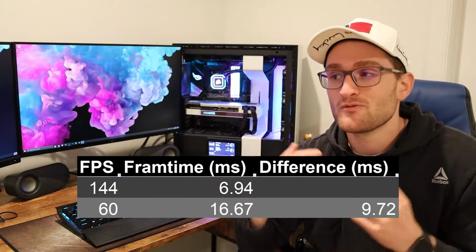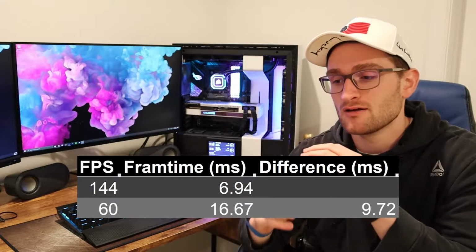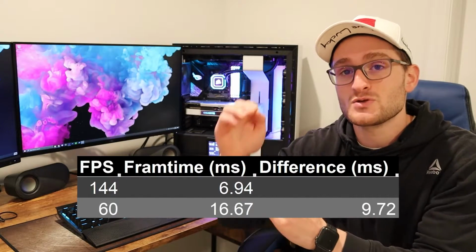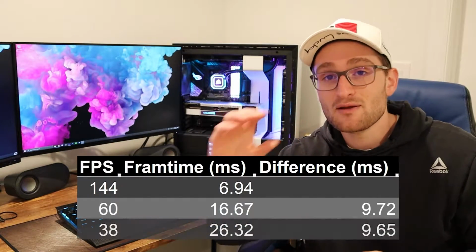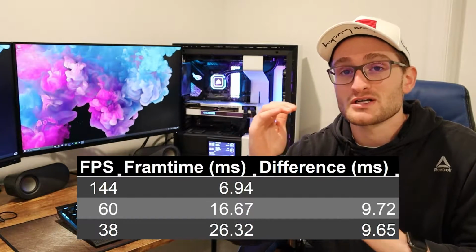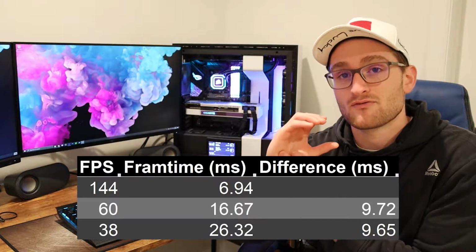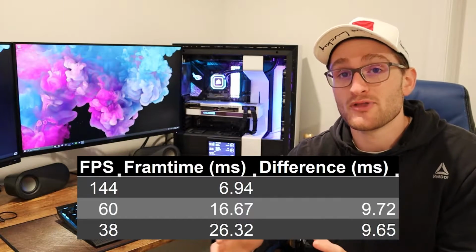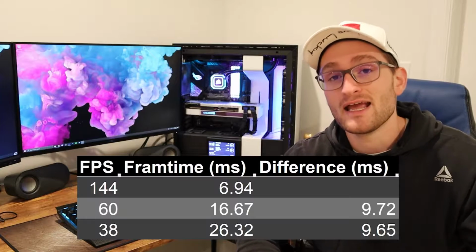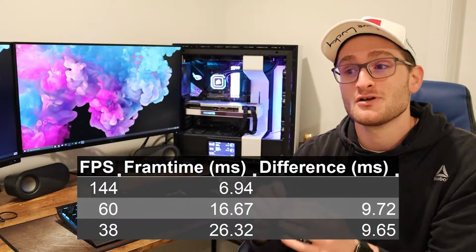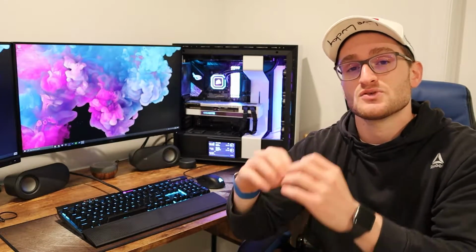So if we were to consider that 60 hertz is our high refresh rate, what is the FPS we would need in order to match that frame time difference between 144 and 60 hertz? That frame time difference is right around 9 milliseconds. In order to match that, we then just had to say, what is 9 milliseconds of frame response time between 60 hertz and whatever FPS is going to be below that? And that is where we land on 38 FPS. So the difference between a 144 hertz panel and a 60 hertz panel should be relatively similar to the difference between a 60 hertz panel and a 38 hertz panel.